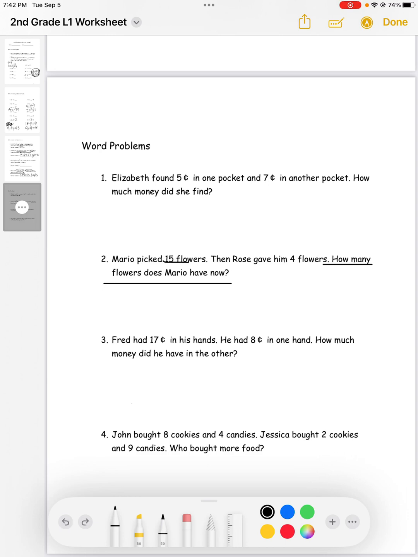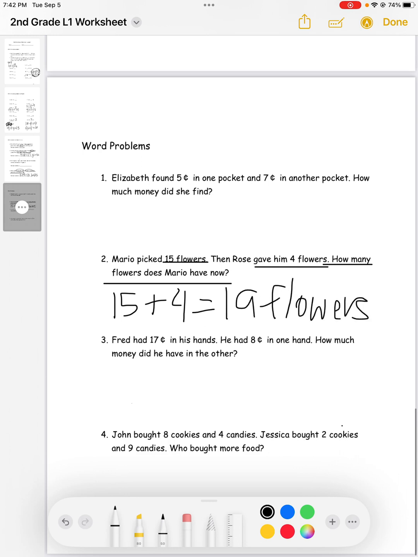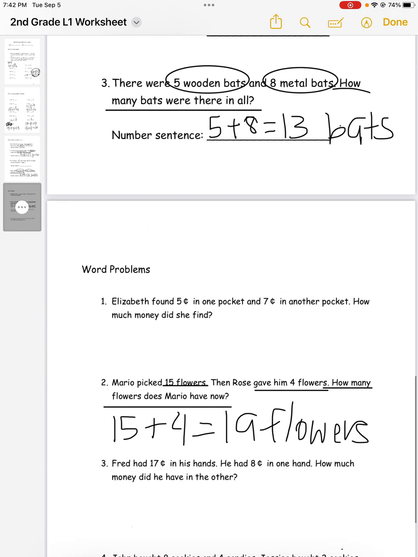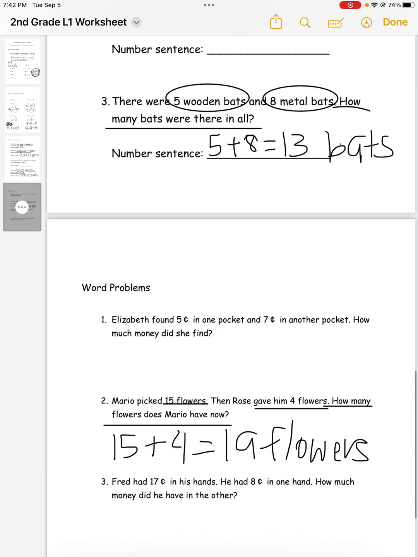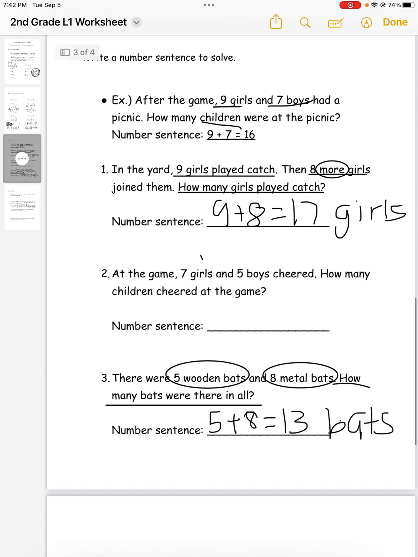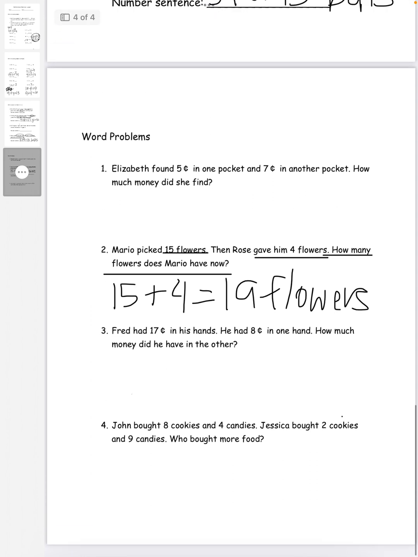So Mario first picked 15 flowers, so that means he has 15 flowers first. But then that's not all he has. Then Rose gave him 4 flowers. And they want to know how many flowers he has now. So 15 plus 4 equals 19. So Mario now has 19 flowers. And make sure you write down flowers, or whatever they're asking. So we wrote bats because they asked how many bats, and for how many girls played catch, we wrote girls.